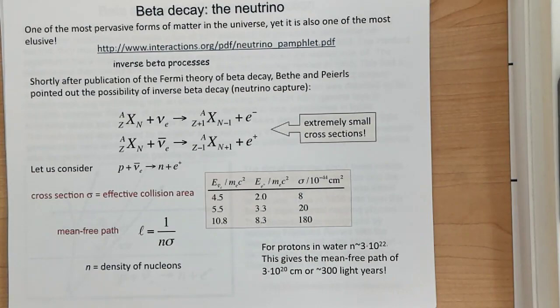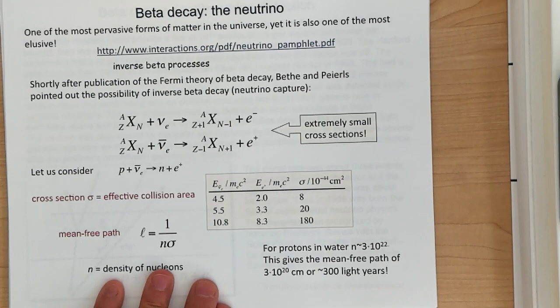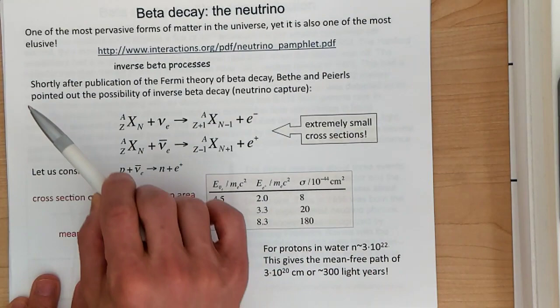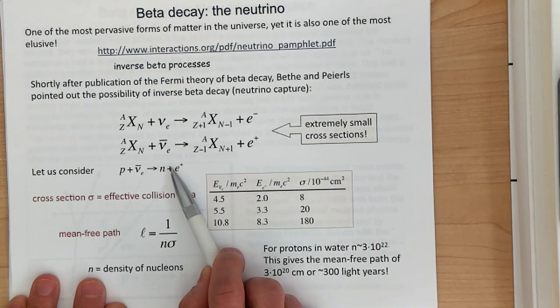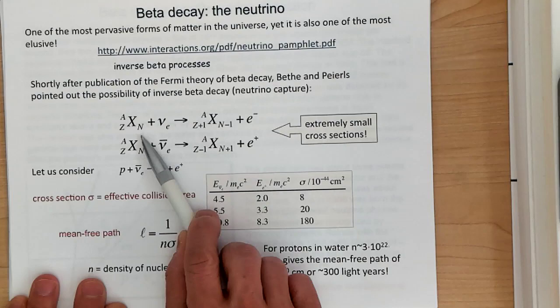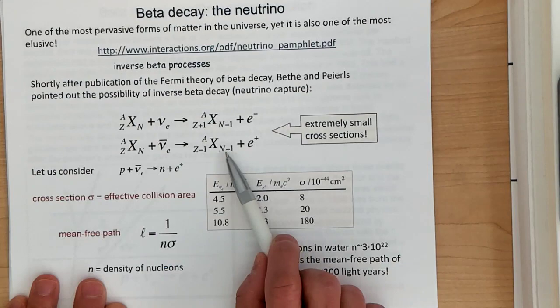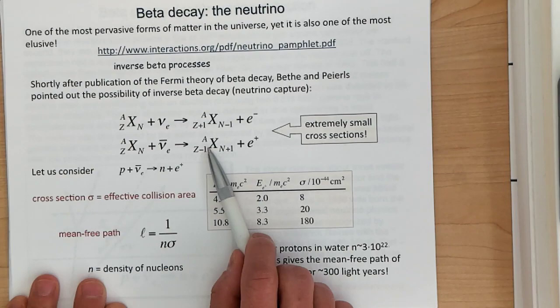Now we're going to talk about the neutrino in more detail. Shortly after the Fermi theory of beta decay was developed, there was a very astute observation by Bethe and Peierls that showed the possibility of having the inverse of beta decay. That is, a proton plus an anti-electron neutrino goes to a neutron plus a positron. That can happen, for example, with a nucleus, where the anti-electron neutrino hits a proton in the nucleus, the proton converts to a neutron, and we have a positron.